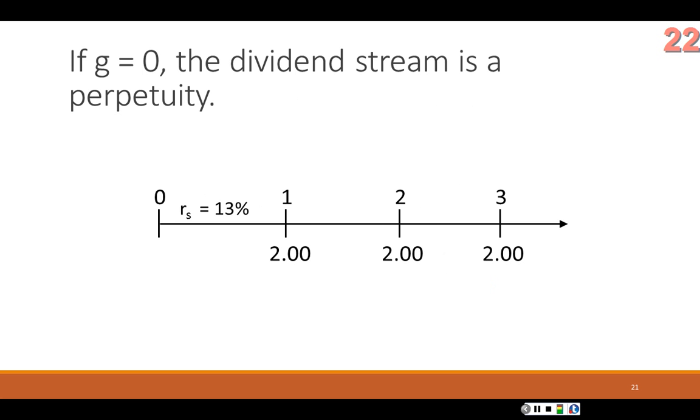I did mention that the growth rate can be 0. We can expect dividends to not change in the foreseeable future. If the growth rate is equal to 0, the dividend stream would be a perpetuity. And remember, we calculated the present value of a perpetuity as the cash flow divided by the required return. So the present value of a perpetuity is cash flow divided by required return. And so we can use this equation to calculate the intrinsic value of our stock.